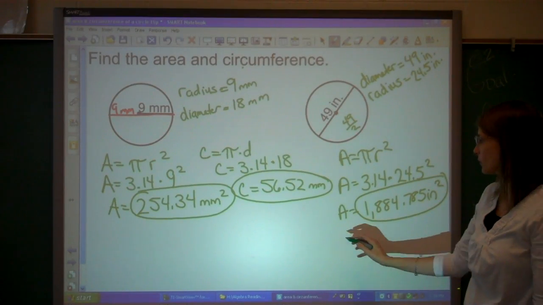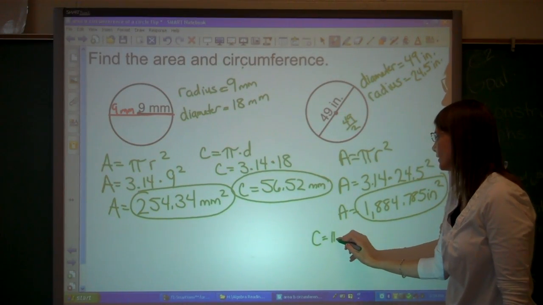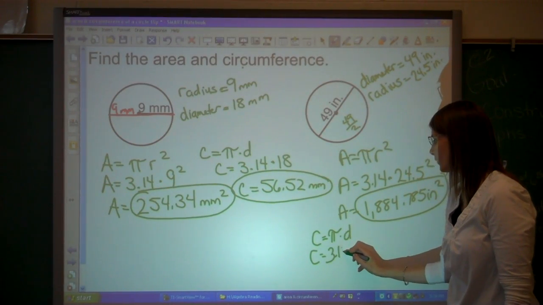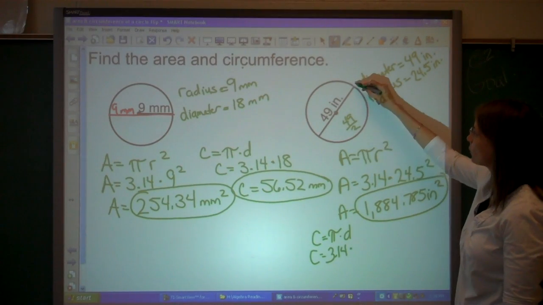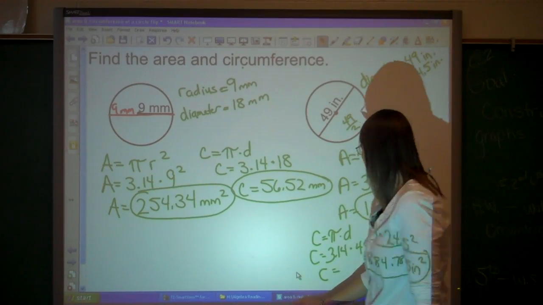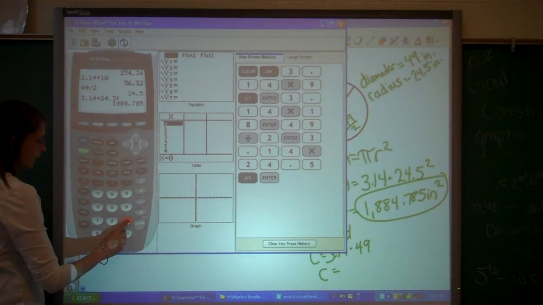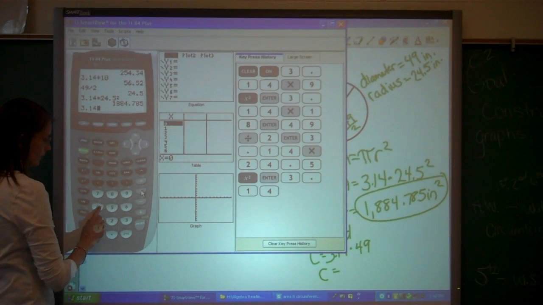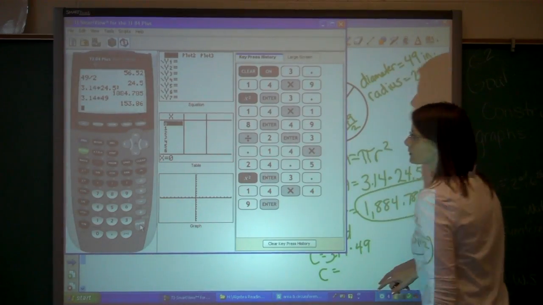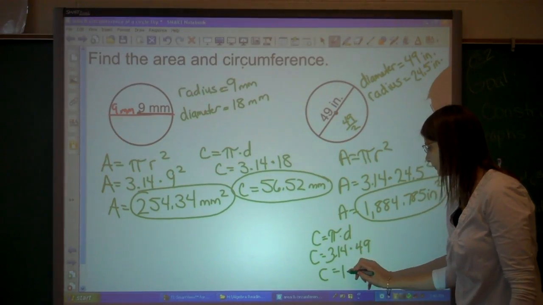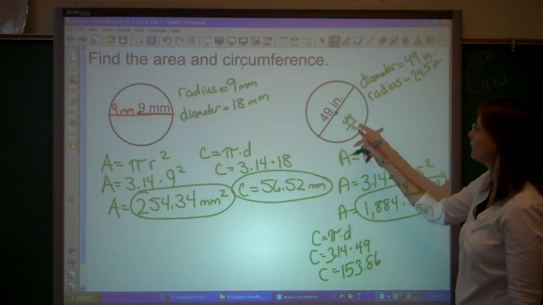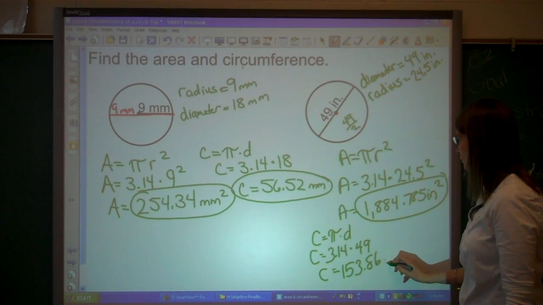And next I'm going to find my circumference. So circumference equals pi times diameter. Remember, pi is 3.14 times the diameter, the whole distance across, which is 49. 3.14 times 49 equals 153.86. And since this is circumference, it's just inches, not inches squared.